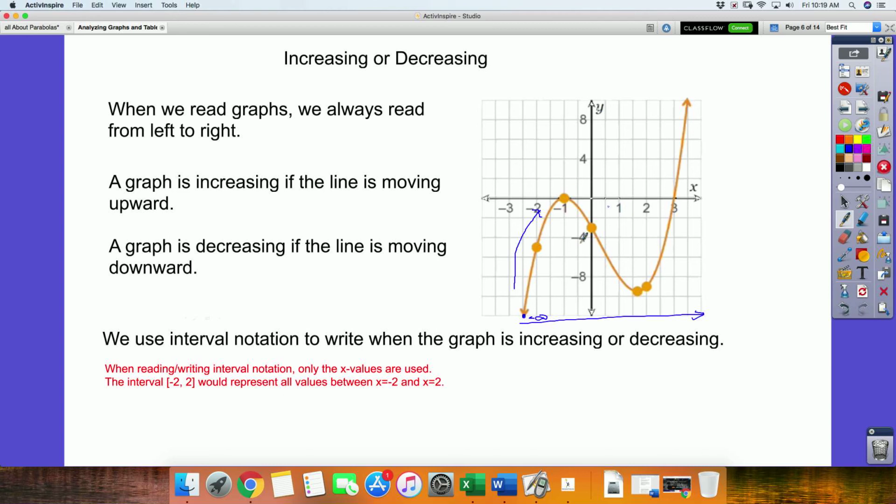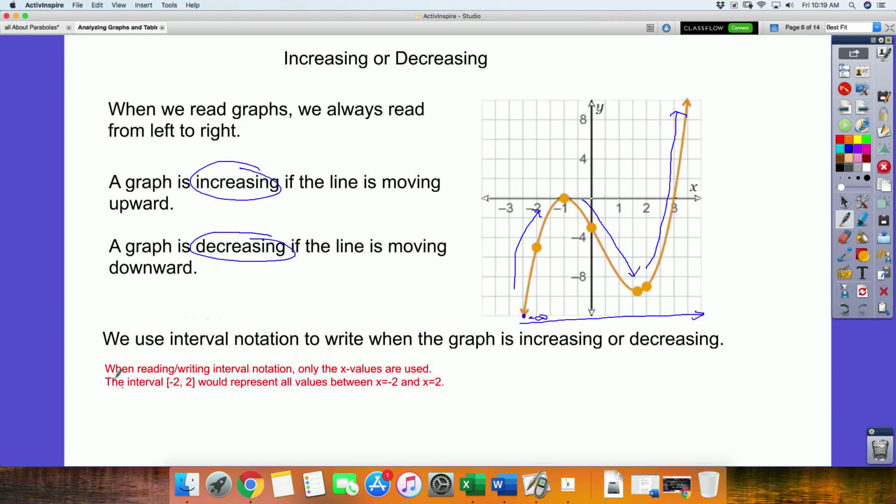Then once I hit that maximum point, they're going to drop us and shoot us down. And then one last time, we go upward. So anytime it's going up from left to right, that is when it's going to be increasing. And anytime we're going down on our roller coaster, that's when it's decreasing.